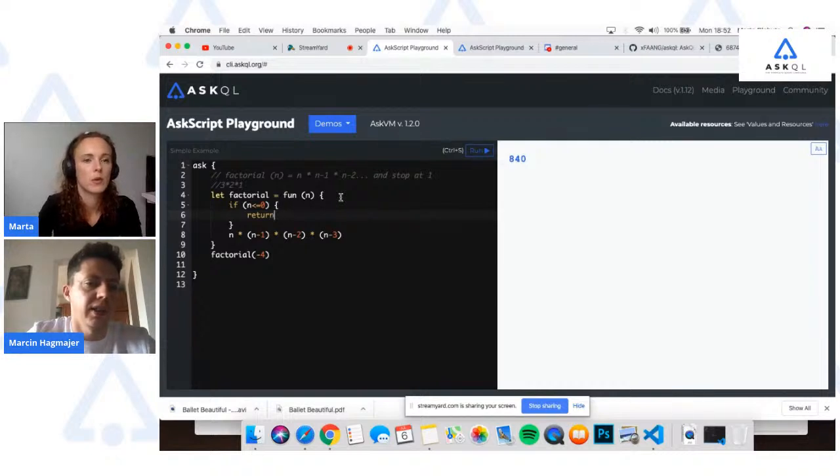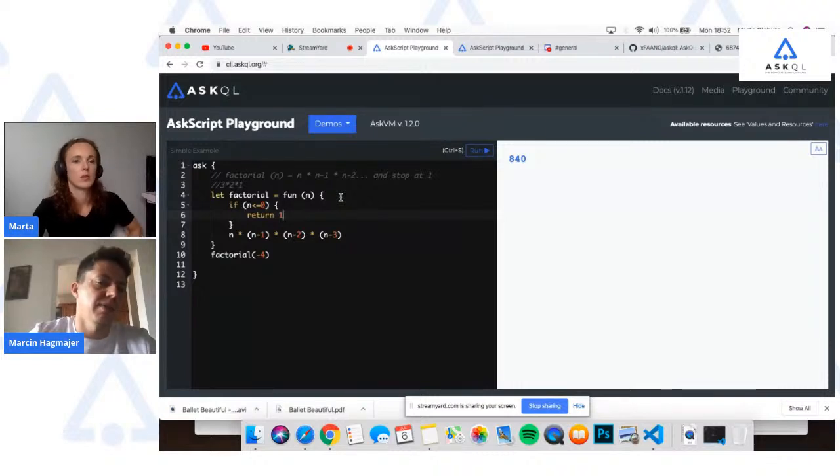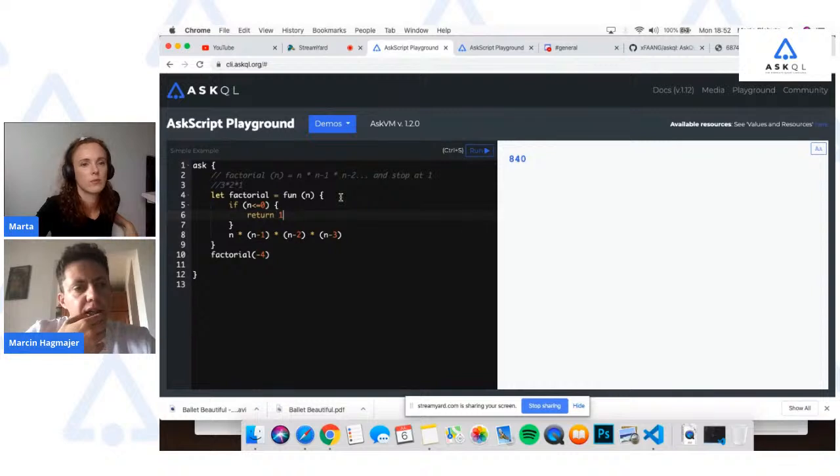Do I put equals or just a space? Yeah, just a space like this. This if statement and return are exactly like JavaScript does it, just so you know. It's going to look familiar to you.